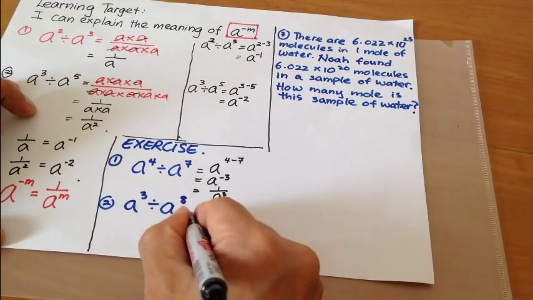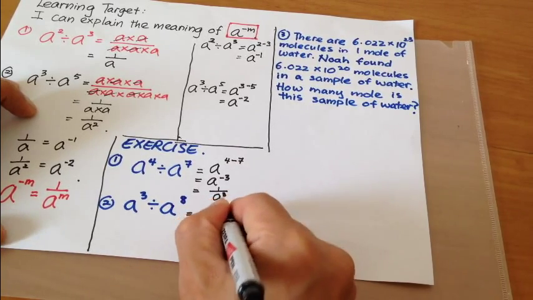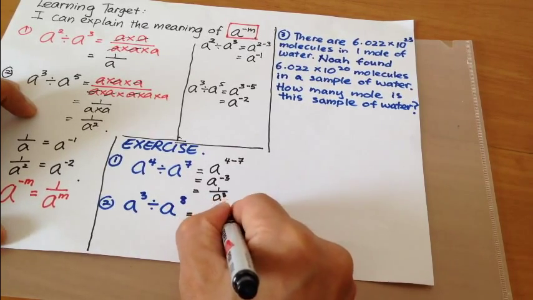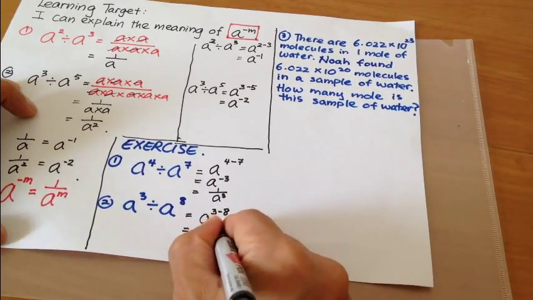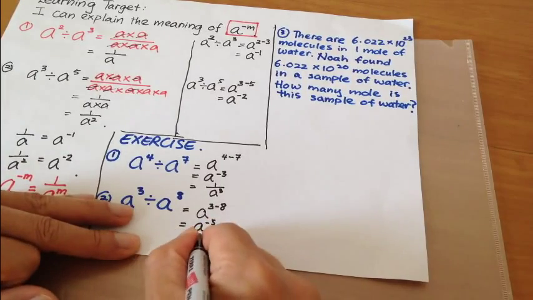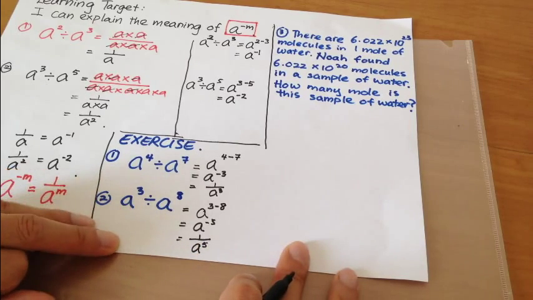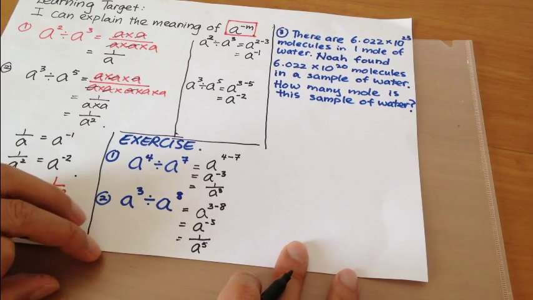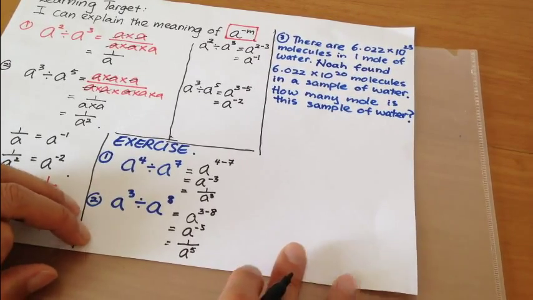The second question is by a similar method: a raised to the power of 3 minus 8, or a to the power of negative 5, or 1 over a raised to the power of 5. Do you get all of them correct? Excellent if you have.